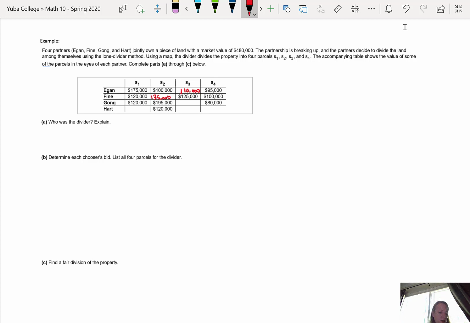So Gong: $120,000 plus $195,000 plus $80,000. This is equal to $395,000. Taking that away from $480,000 gives me $85,000.